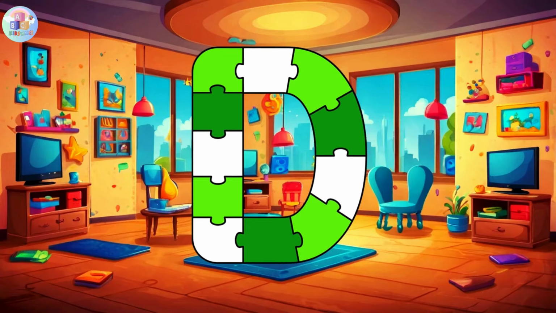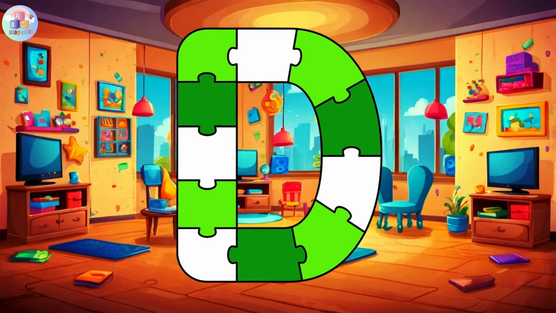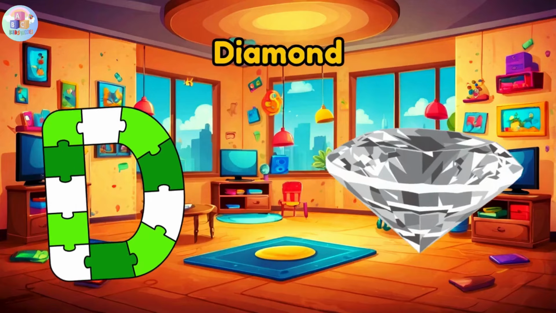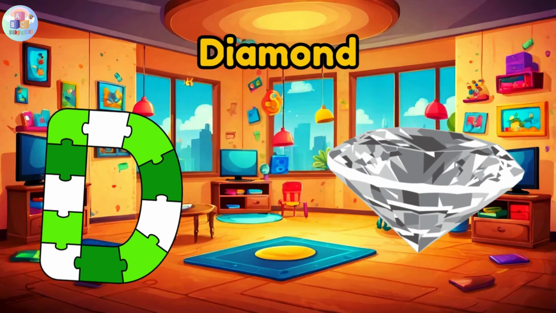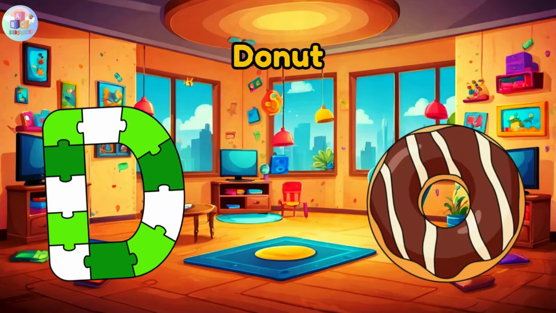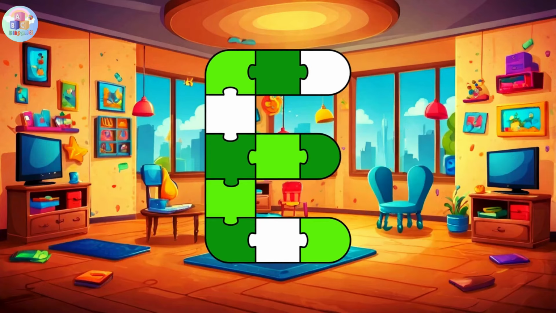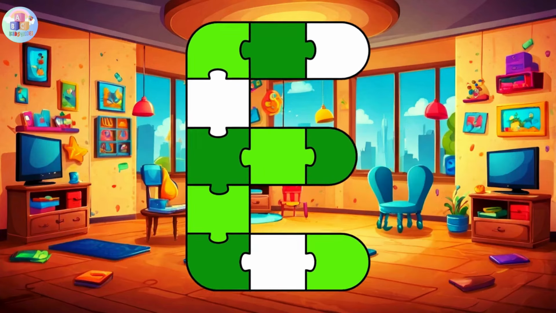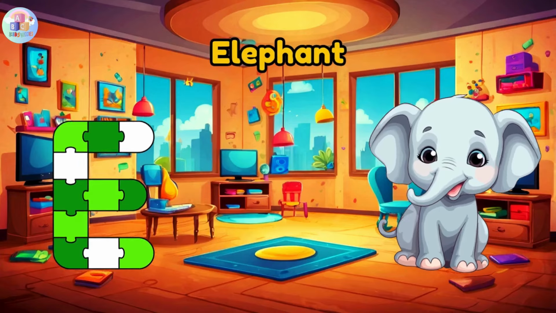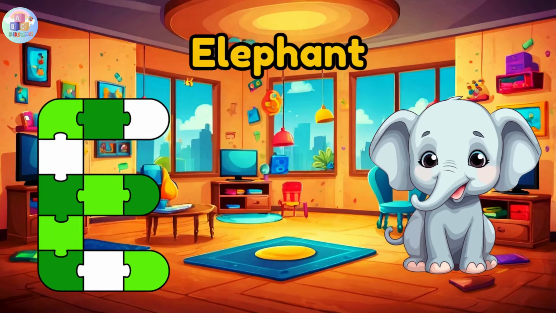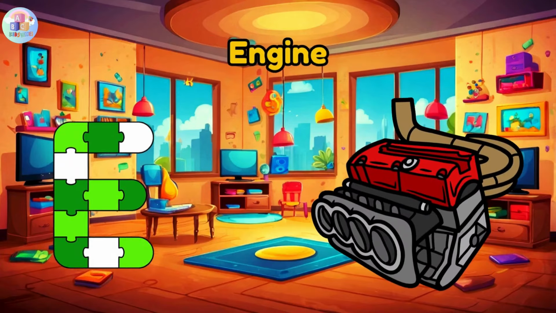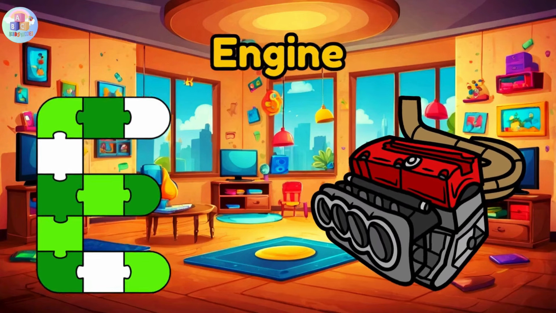D. This is the letter D. D is for diamond. D, D, diamond. D is for donut. D, D, D. E. This is the letter E. E is for elephant. E, E, elephant. E is for engine. E, E, E.